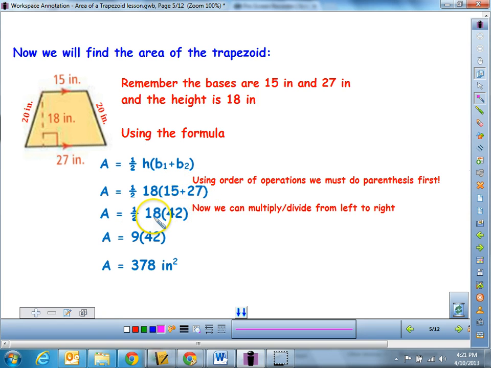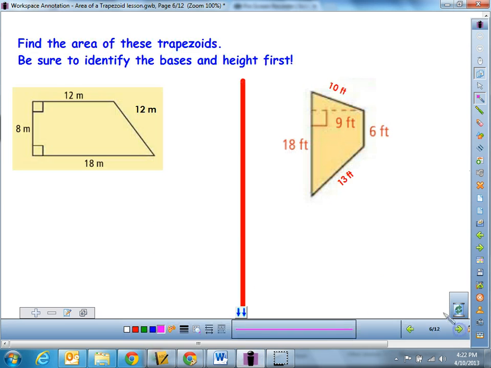So now we have 1/2 times 18 times 42. And now we can multiply from left to right. So 1/2 times 18 is 9 times 42. 9 times 42 is 378. It's area, so we've got to have inches squared. Good job. Let's try another one.